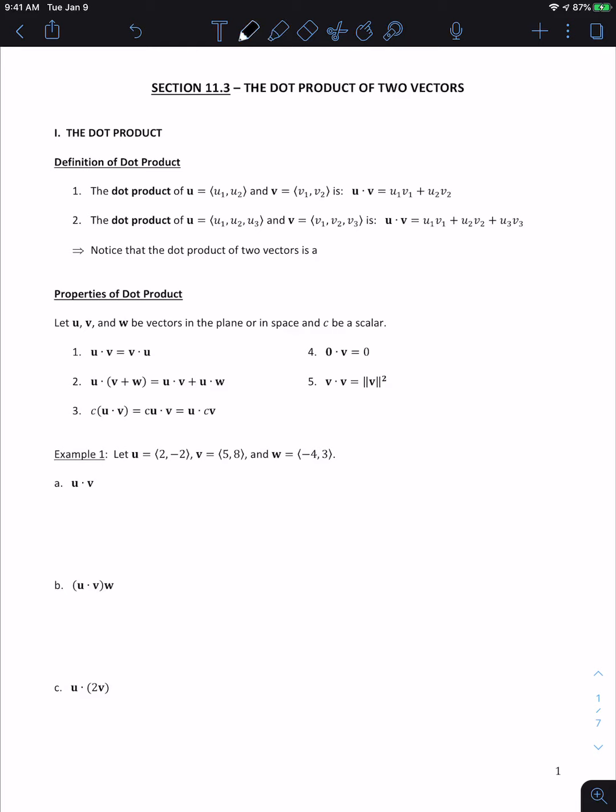So one thing we should notice right off the bat here is the dot product of two vectors is a scalar, right? In other words, it's a number. It's not another vector, right? So the dot product of two vectors is a scalar.